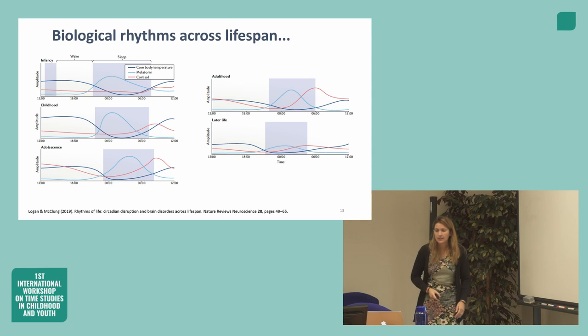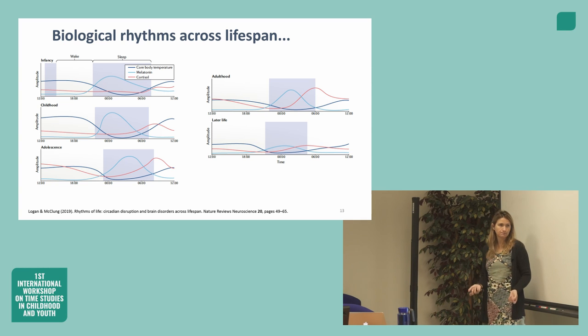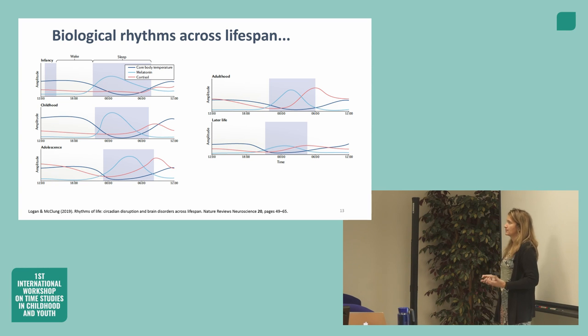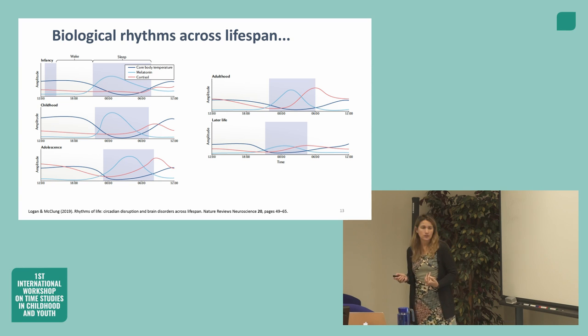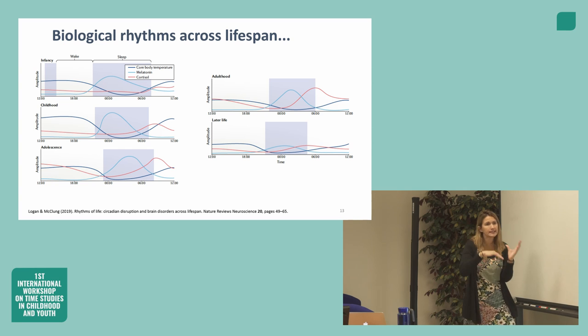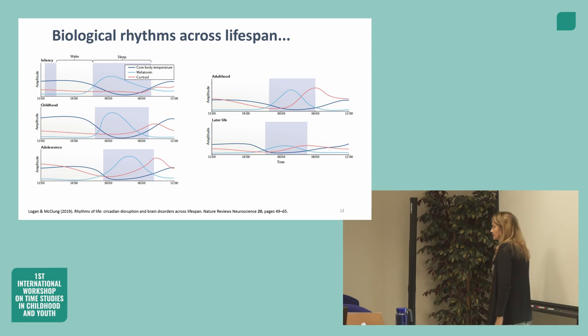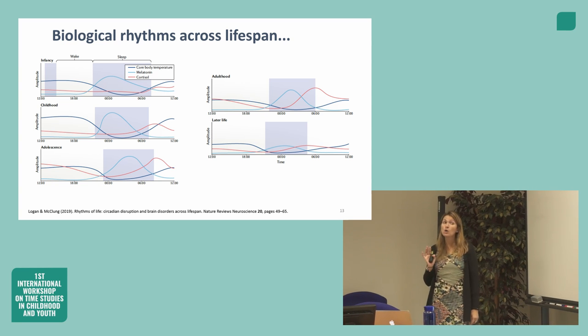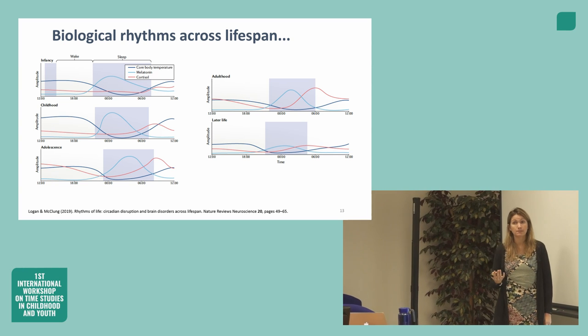So here you can see some biological rhythms that also change during life. Here you have infancy, childhood, adolescence, adulthood, and then later life. These are the rhythms of cortisol, body temperature, and melatonin. They are all linked. Melatonin is our night hormone. It's not our sleep hormone. For us as humans, it prepares us for sleep. It makes us a bit sleepy.